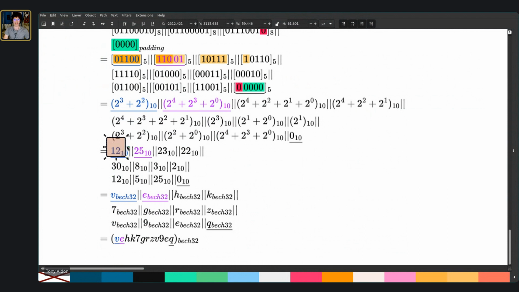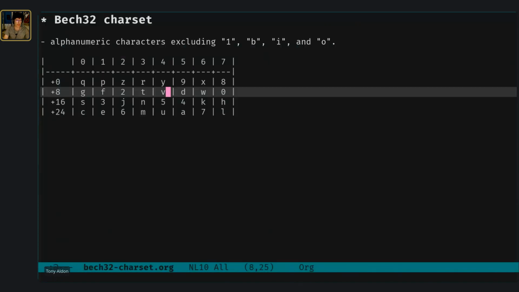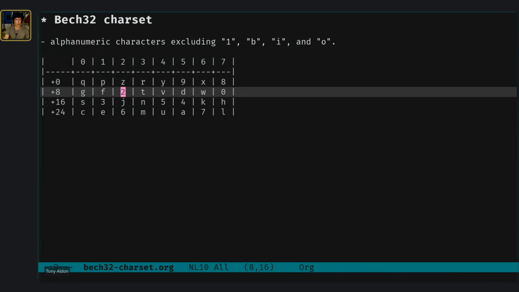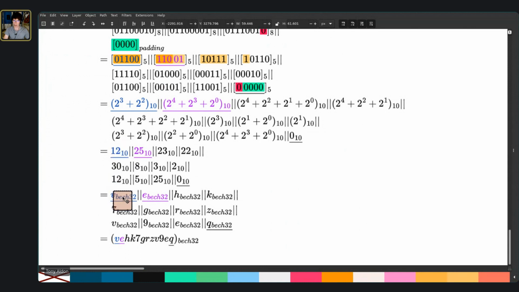And 12, what is it in Bech32? So now we have a number, and we go to Bech32. So we have 8, 9, 10, 11, and 12. So this is going to be a V. Do we have a V? Yes, we have a V in Bech32. The other one, which was the second group, we write it in base 10 using the base 2 of that number. If we sum everything, this is equal to 25.